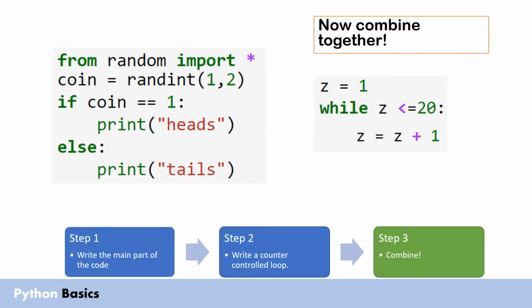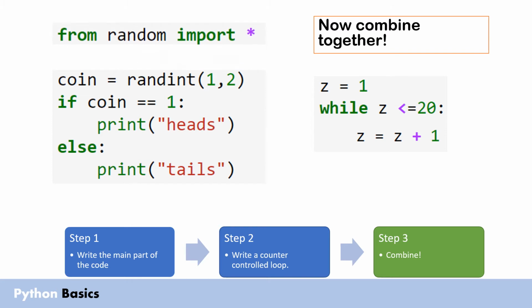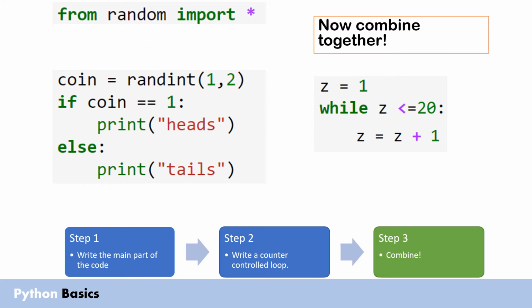So first of all, we need to decide which parts of this code need repeating and which ones don't. Well, the from random import star will never be repeated, and that goes for any program. Any time you've got from something import something, or just import on its own, you don't want to repeat that. That just comes once. So I'm just going to move that up to get it out of the way.